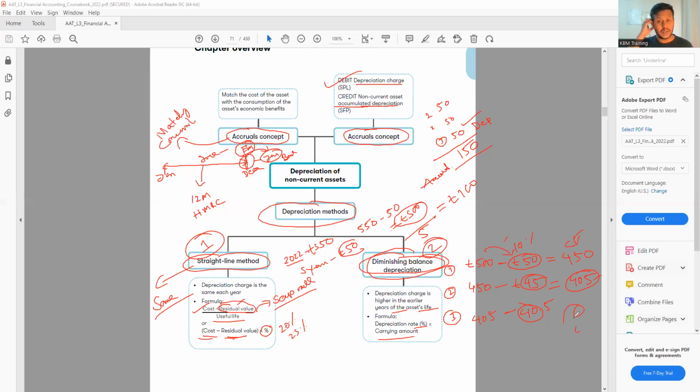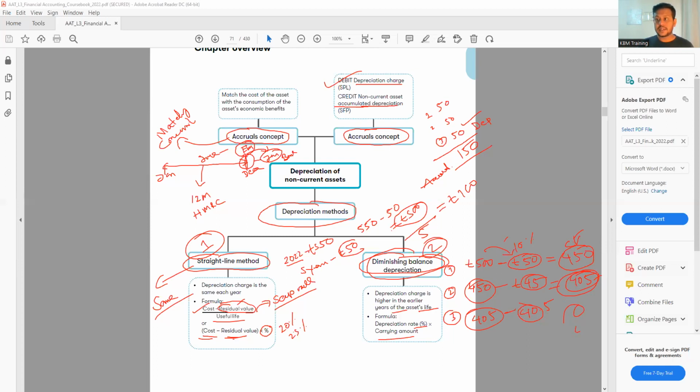So this is the way we calculate the diminishing balance. First, we need to find the cost and the depreciation, then we take cost minus depreciation, and it gives us the carrying value. Whatever was the closing for this year is the opening for next year. So at the end of the year, whatever the carrying value is, it will be the starting value for year number 2. Whatever the ending for year number 2 is, it will be the opening for year number 3. That's how we carry on to calculate the depreciation for diminishing balance.